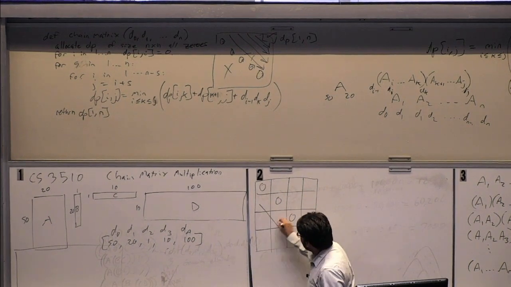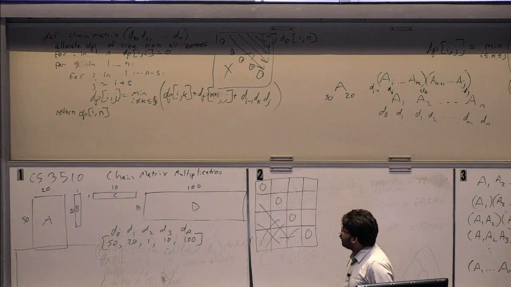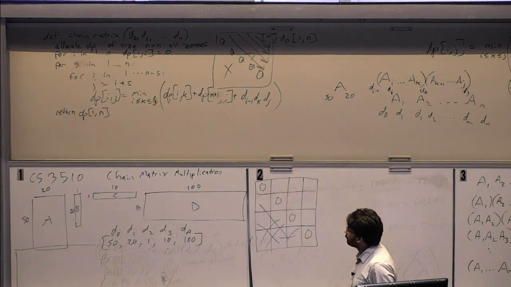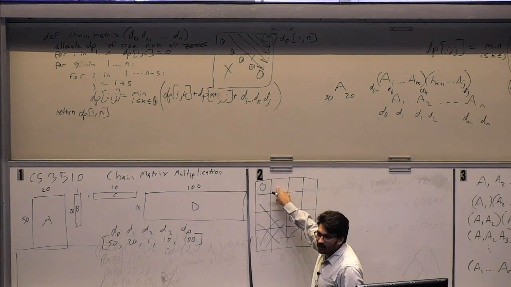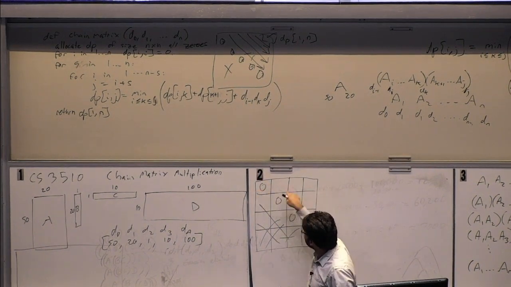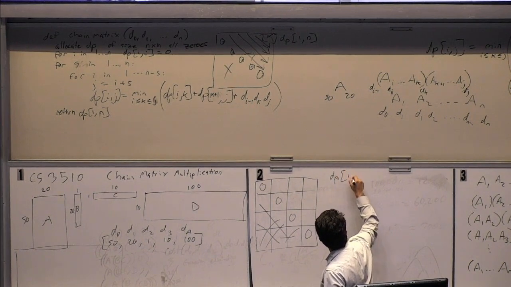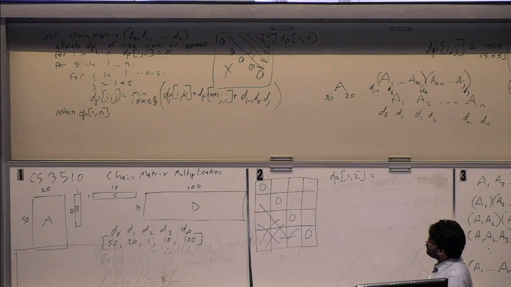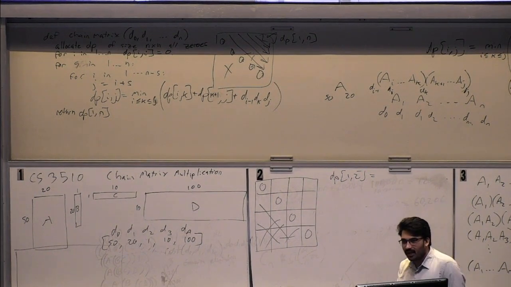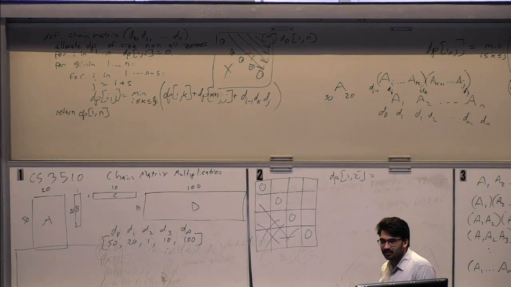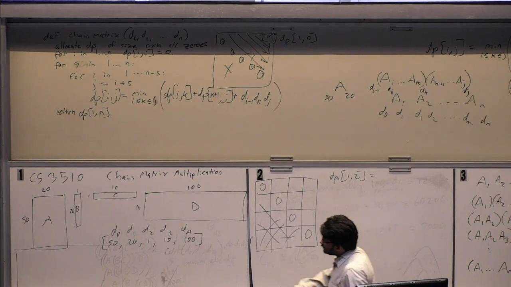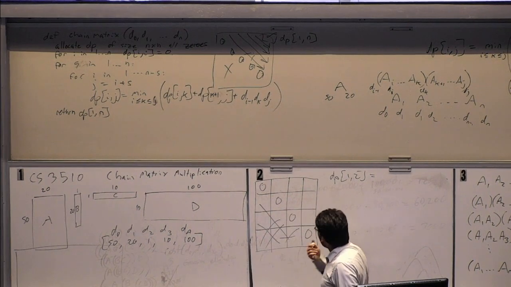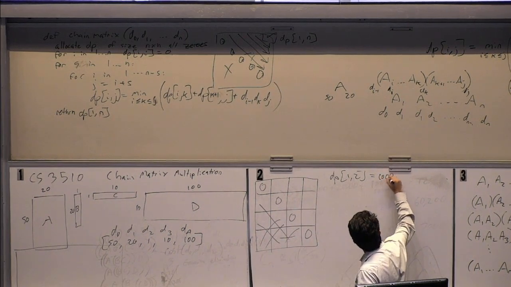This whole thing, of course, is just going to be crossed out. That doesn't really matter. So now we're going to fill in the table diagonally, this one, this one, this one. This is going to be dp of what? This is 1,2. And that's going to be, according to the formulation, the minimum cost to multiply a1 times a2. So it's simply the cost function of a1 times a2, which is going to be d0, d1, d2. And what is 50 times 20 times 1? That's 1,000, right? Do we agree?